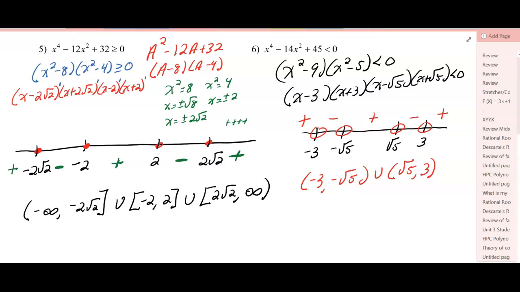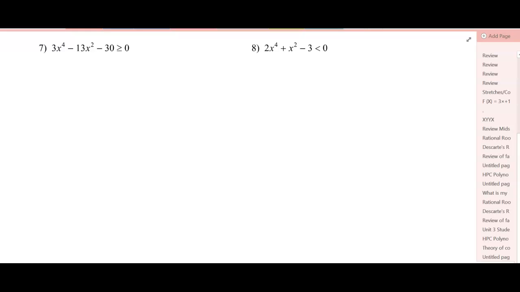And then in number 7, it's also quadratic-like, but the factoring gets a little more complicated, so we're going to take a look at number 7 next. Okay, for problem number 7, if you're not very good at factoring, you could think of this as the quadratic formula. I'm actually going to do it both ways. But if you think of this as 3y squared minus 13y minus 30, you can use the quadratic formula here.